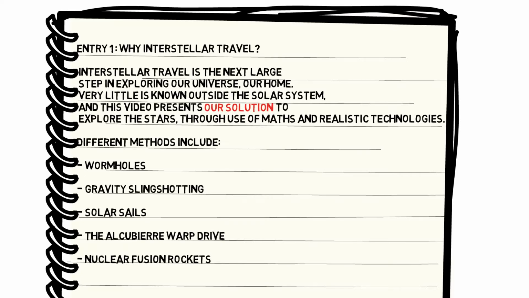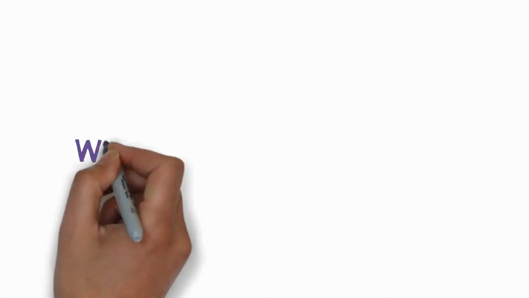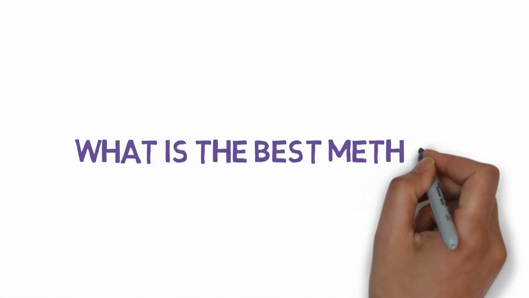This video shows our solution to interstellar travel using maths. Different methods include wormholes, gravity slingshotting, the use of solar cells, Alcubierre's warp drive, and nuclear fusion rockets. So, what would be the best method?